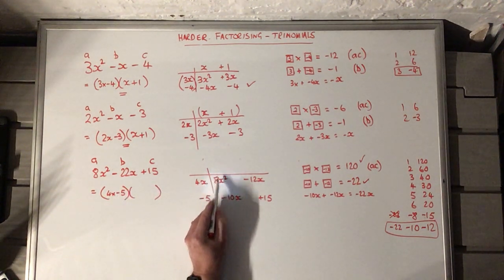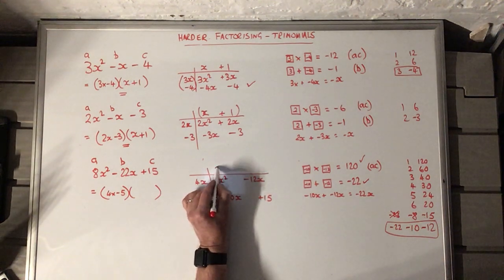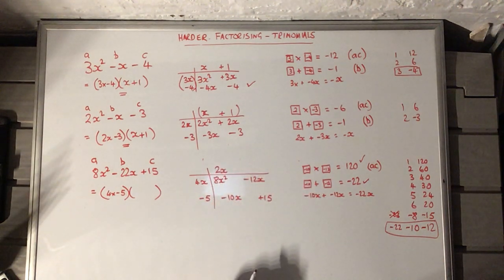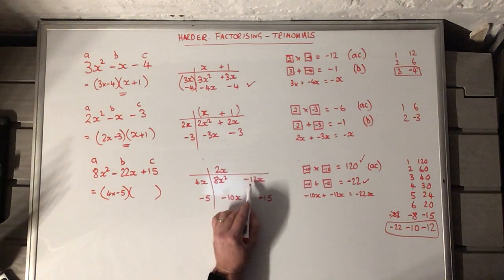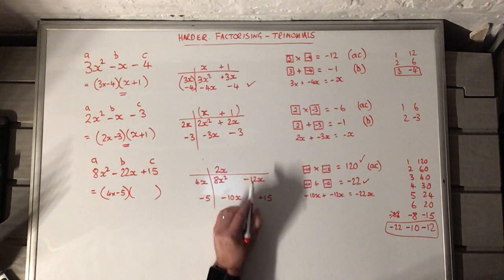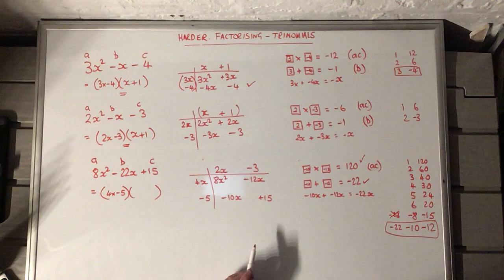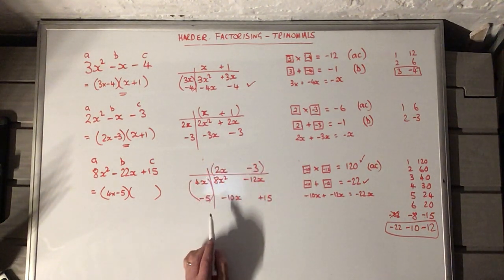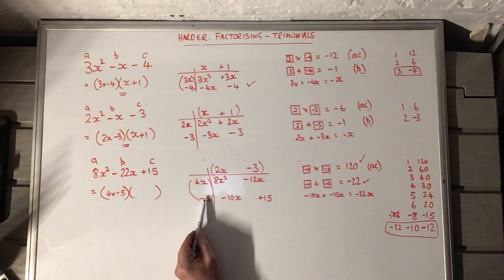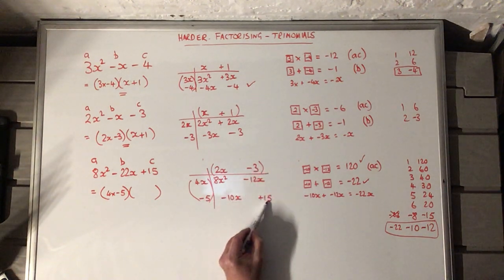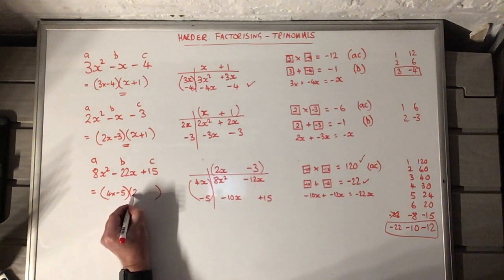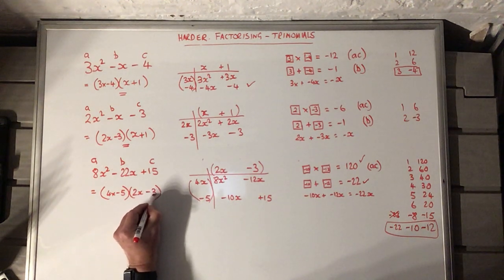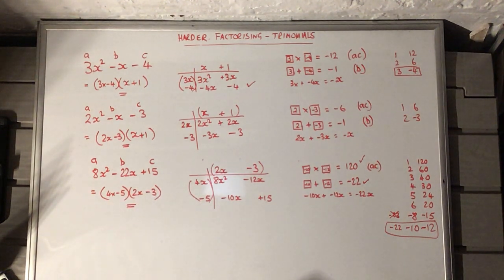So 4x times something must give me 8x squared, so that will be a 2x then. And 4x times something must make it negative 12x, which is negative 3. So that's going to be my second bracket, my first bracket. Just let's double check it just to make sure, because it's quite complicated. That times that gives me a negative 10x, that's correct. Negative 5 times negative 3 gives me a positive 15, yes, it's right. So it's 2x minus 3. Okay, and that's your harder factorising into brackets.